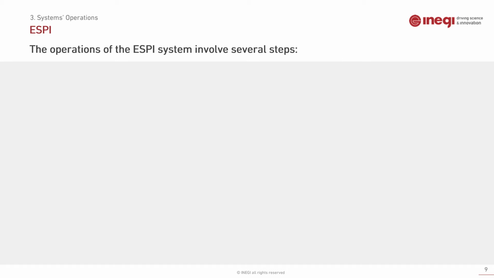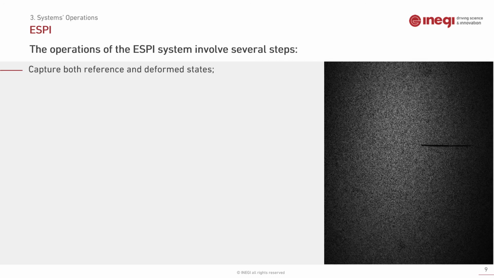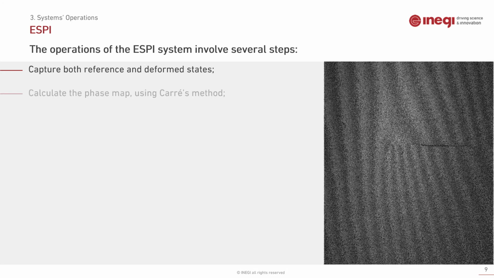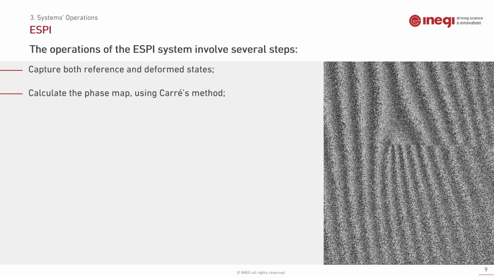The SPI system methodology is more complex and requires several steps of mathematical manipulation. First, both the reference and the form states are captured in sets of 4 images each. Then, utilizing all the captured images, the phase map is calculated using the Carriers methodology. Once the phase map is obtained, it's necessary to proceed to the filtering process.